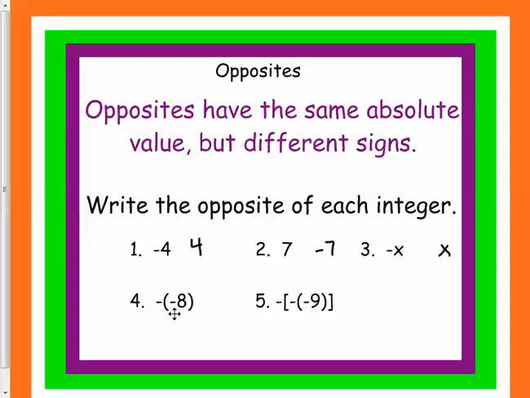The opposite of a -8 can also be written like this. So what's not a -8? 8. It's kind of like saying I'm not going to the store, which means I am going to the store. Or I'm not going to do my homework, which means I am going to do my homework.